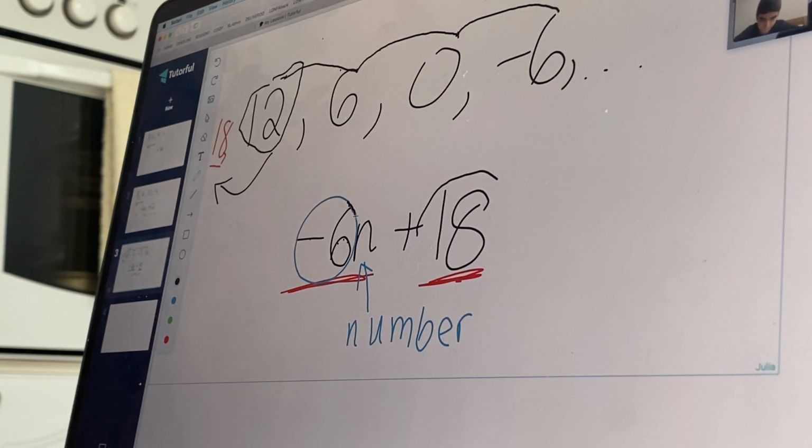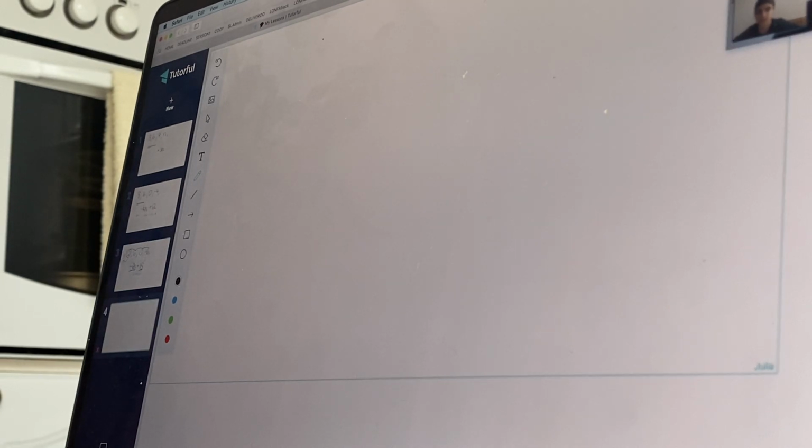So remember, the 18 actually represents the shift. So if we were just adding minus 6, we would start at 0. So we go 0, minus 6, minus 12, minus 18, etc. But we don't. We start at 12. So the first step is we have to decide, if our first term is 12, where is 0? Where is our starting point? Okay, awesome. We'll do another example of this.